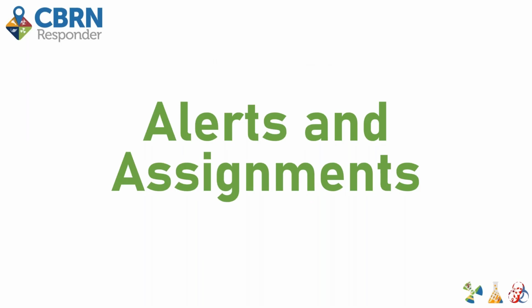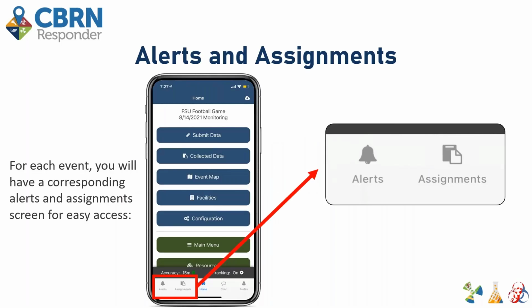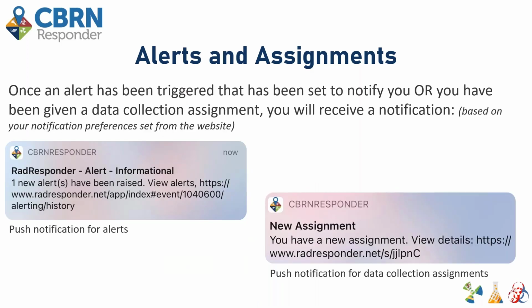Next, we'll go over alerts and assignments. For each event, you'll have a corresponding alerts and assignments screen for easy access, which can be selected at the bottom of your event homepage. Once an alert has been triggered that has been set to notify you, or you have been given a data collection assignment, you'll receive a notification based on your notification preferences that you set for your own profile. So to the left, I have a notification for alerts, and on the right, I have a push notification for a data collection assignment.